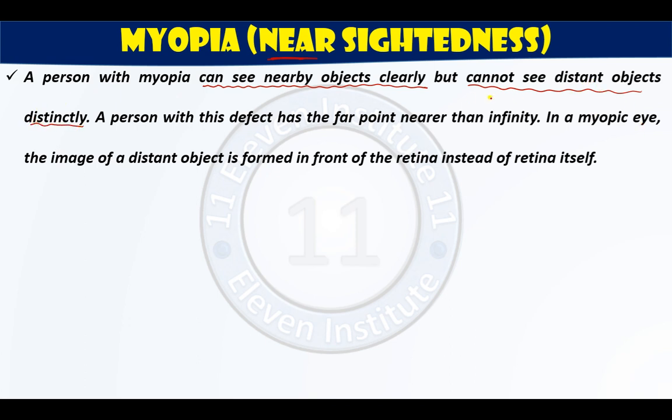Distant objects will be visible, but not clearly. A blurred image will be seen.